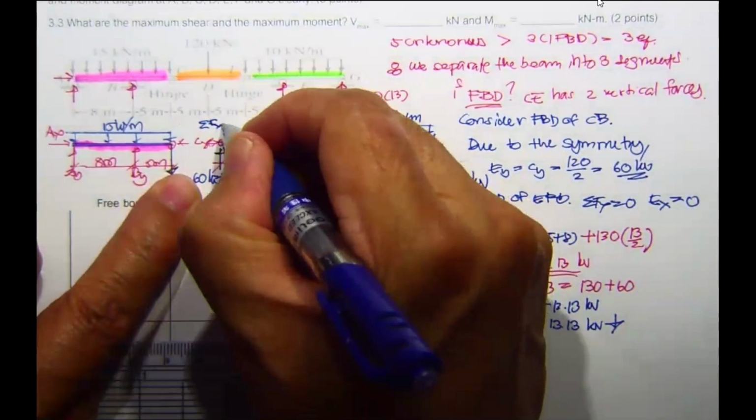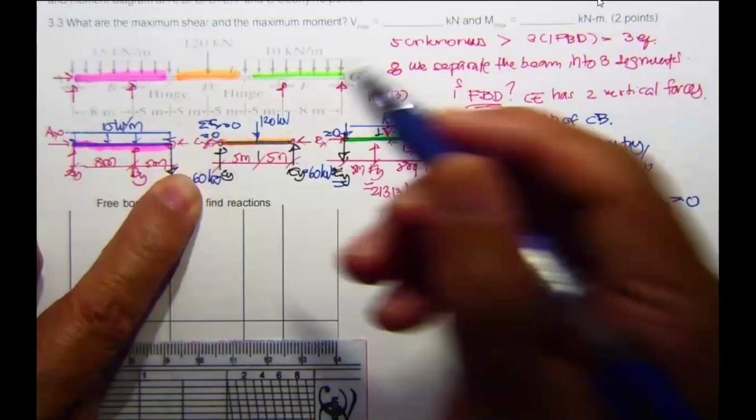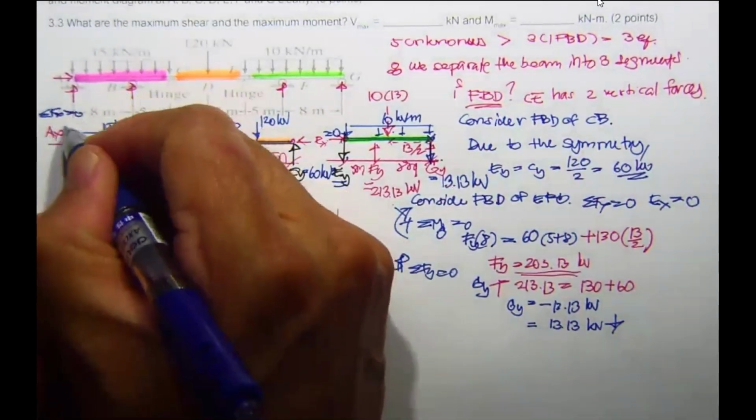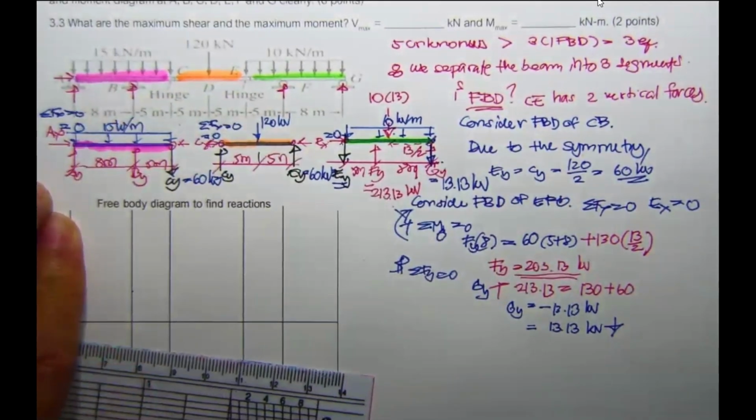Then we just move to this one. Summation F sub x equal to 0. Now C sub x is 0, and then summation F sub x equal to 0, so A sub x is also 0. We have the last one.